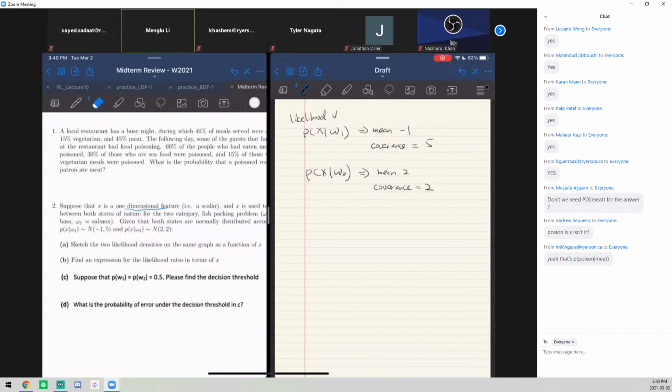The first question is to sketch the two likelihood densities on the same graph as a function of x. So the question wants us to just draw these two likelihoods in the same graph. The graph of a Gaussian is based on its mean and its variance. So let's draw.